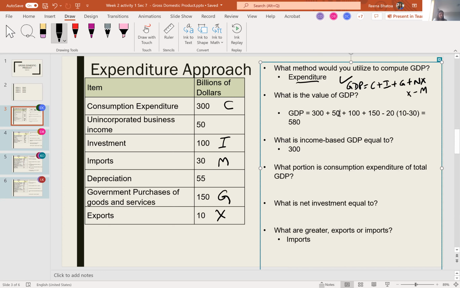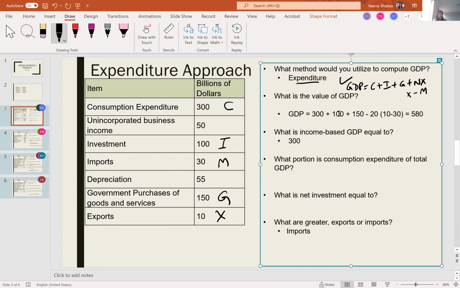300. I don't know why you wrote 50 here, but we don't need 50. This is C, this is I, this is G, and this is NX. Perfect job, whoever did it, negative 20, because 10 take away 30 is negative 20. That will be a different number because we have deleted that. Can you add it? How much is it? 400, 550, subtract 20, 530, right?